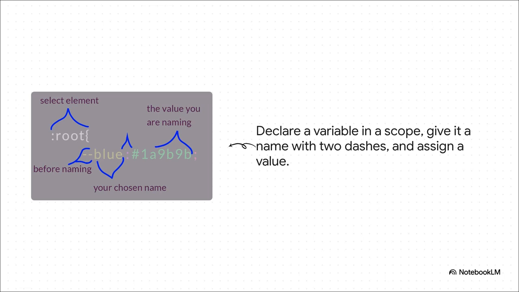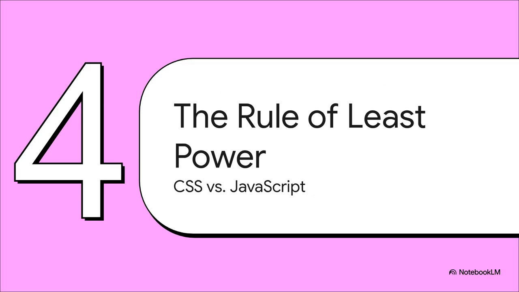But the real magic happens later. Let's say the company decides to rebrand and change their main color. You don't have to go on a scavenger hunt through hundreds of lines of code. Nope, you change it in this one single spot, and that update cascades everywhere instantly. It's an absolute lifesaver. So we've got these really powerful tools for layout and for organization.